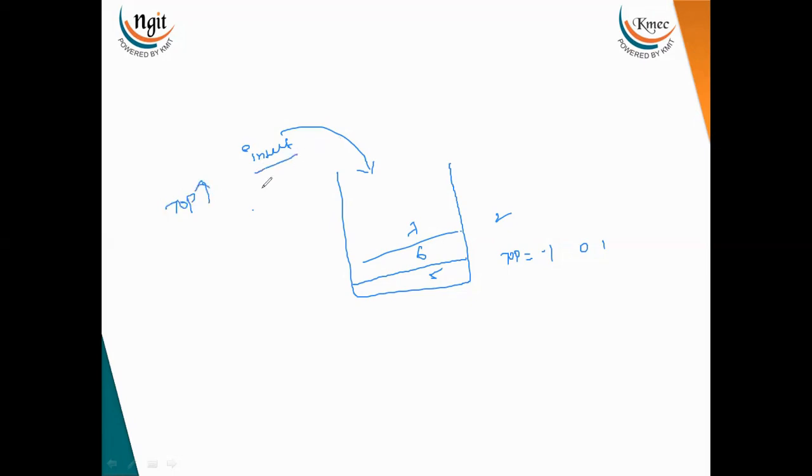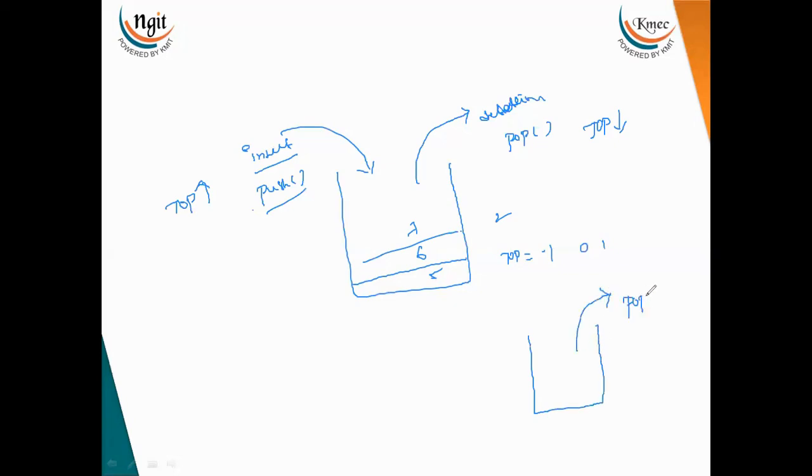Inserting elements into the stack is called a push operation, that can be done by using the push method. If you are deleting an element from the stack, that is nothing but the pop operation, right? Whenever you are deleting an element, automatically the top of the stack will be decremented, right? So here, sir, for example, let's say I don't have any elements in the stack. If I perform the pop operation on the stack, that is called stack underflow.